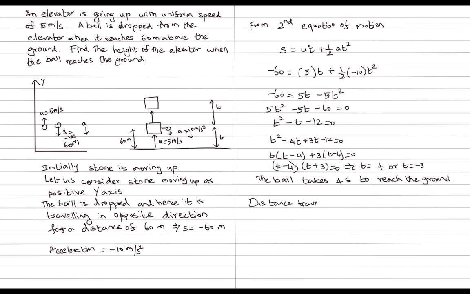So, what is the distance traveled by the elevator in 4 seconds? We can calculate it by using the formula speed or velocity equal to distance by time. That means distance is equal to speed into time. Speed is 5 meters per second and time is 4 seconds. That means distance equals 5 into 4, which is equal to 20 meters.